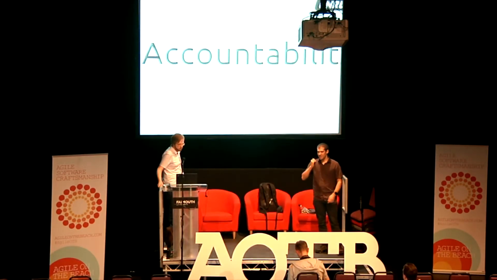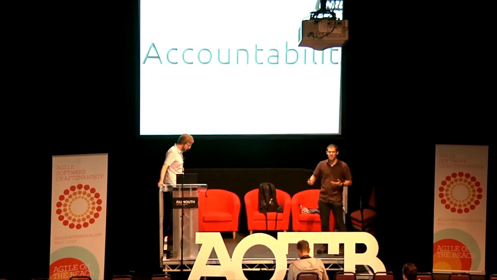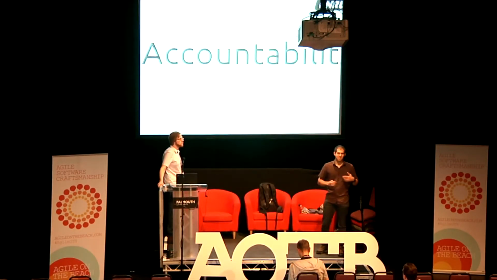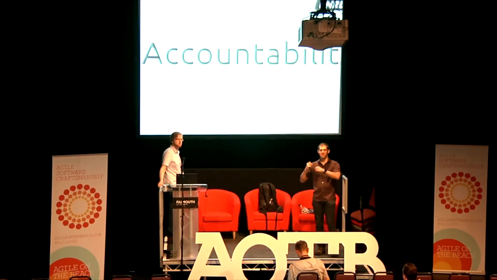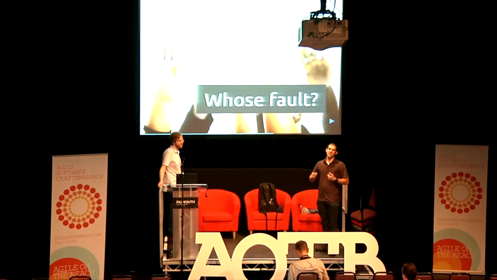Next dysfunction is avoiding accountability. This often happens in teams where you might want to blame someone else for a decision that was made, or you finish a bit of work and throw it over the fence to someone else, and then it's not my problem anymore. But blame is not really possible in a mob programming environment.